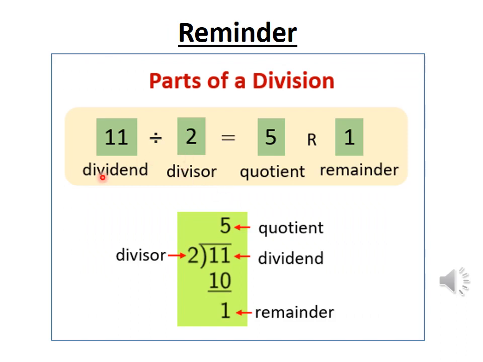11 divided by 2 equals 5 remainder 1. 11 is called the dividend, 2 is called the divisor, 5 is called the quotient, and 1 is called the remainder. If you want to do the long division, 2 will be on the left, which is the divisor. 11 will be on the right, which is the dividend. The quotient 5 will be above the dividend, and below, at the end, the remainder.